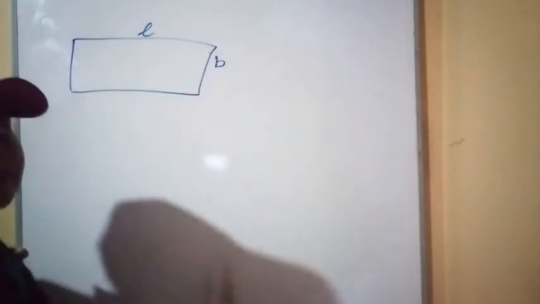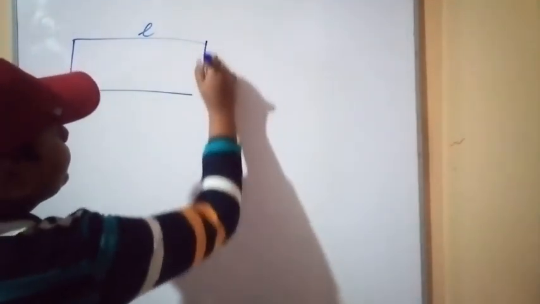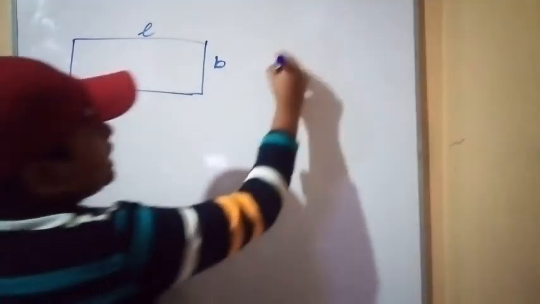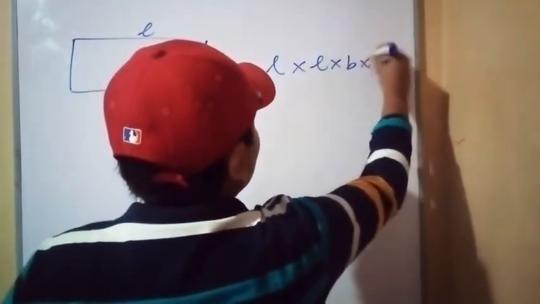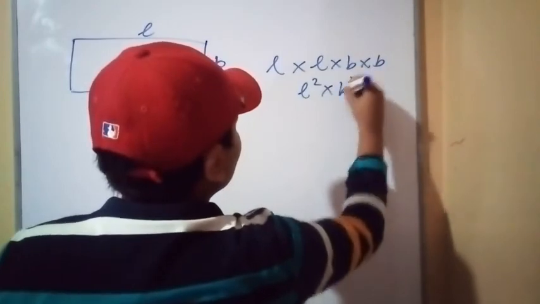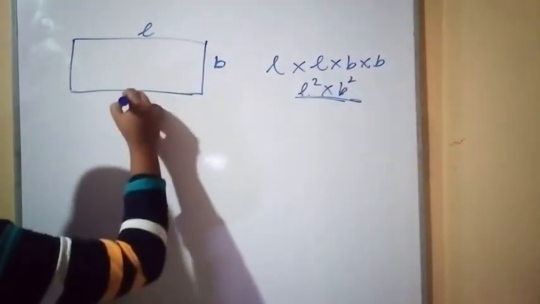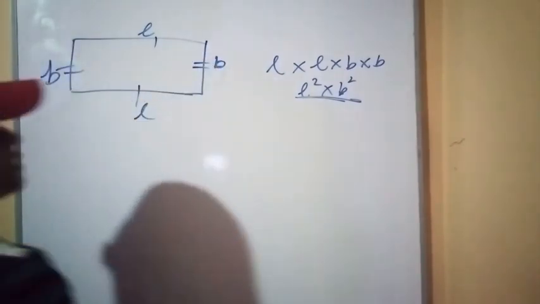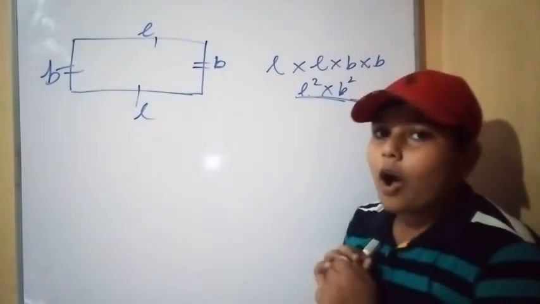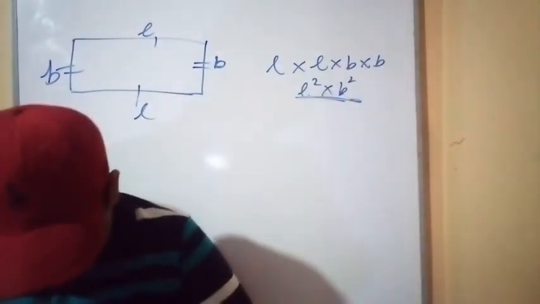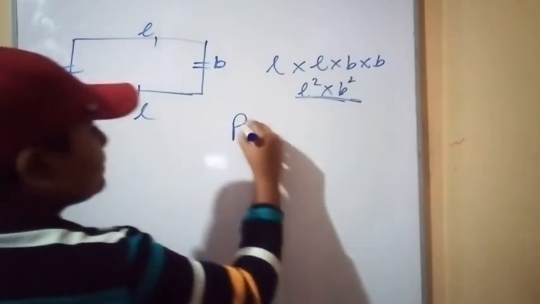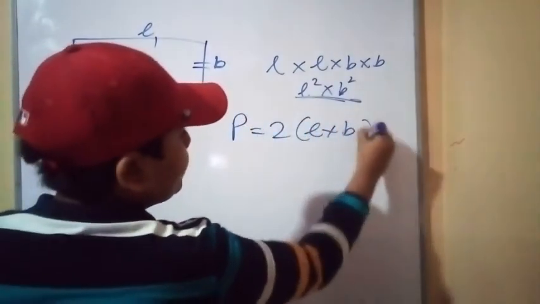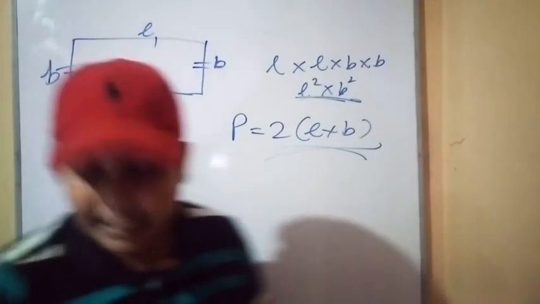Right? If you get this, now this is the rectangle. Now the rectangle is L and B. This is B. Now L multiply B means L multiply 2, multiply B to the power 2. L to the power 2 multiply B to the power 2. Now this is equal to B, this is also B, this is also A. Alright. Now you can name this as P means 2L multiply B also. That is in the formula.